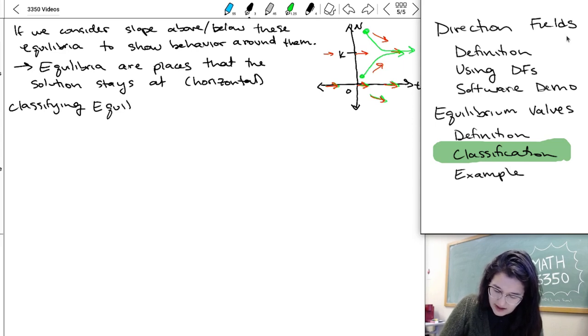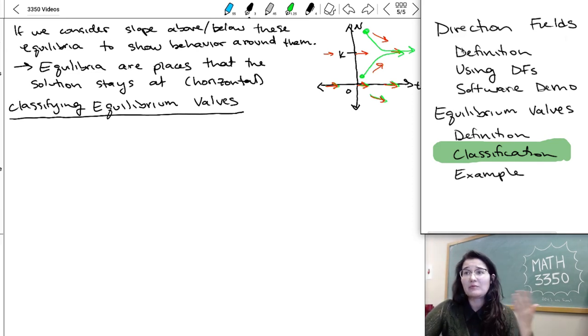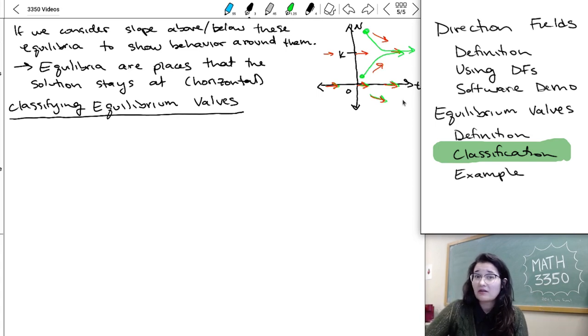And so what we're talking about is how we classify equilibrium values. From the example that I did above, we get the idea that we can talk about the behavior of solutions and how they relate to going to this equilibrium K, based on the directions that those arrows go, or the sign of f, which determines the direction of the slope around the equilibrium. And so we're going to formalize that into some steps we follow.